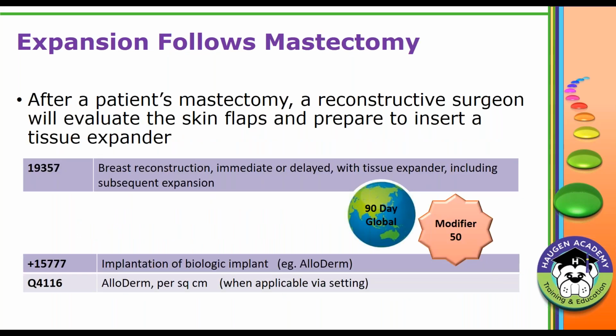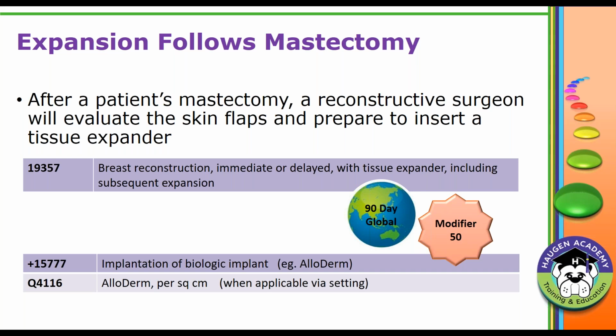So after a patient's mastectomy, a reconstructive surgeon will evaluate the skin flaps and prepare to insert the tissue expander. Following placement of the expander, the patient will present for subsequent fills of saline until the breast has expanded to the patient's liking. 19357 has 90 global days. So all office visits for progressive expansion during this time are included, and then any visits beyond that can be coded with E&M visits. If they're using AlloDerm or a dermal matrix, it is additionally billable with add-on code 15777.